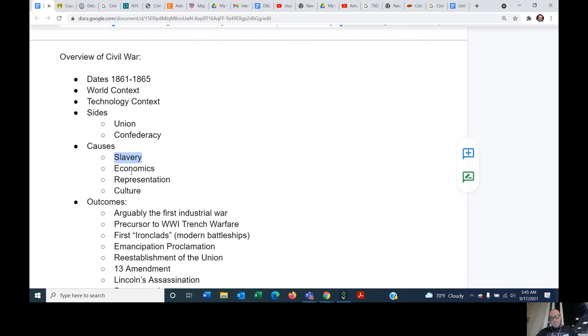So economics. The economies of the two sides, the North and the South, were not at all equal. The Northern economy was based on industrialization primarily. The Industrial Revolution happened, and most of the industry in the United States at the time was north of that Mason-Dixon line. There were some cities in the South that were industrialized, but not to the degree that cities like New York and Philadelphia and Boston had been industrialized. So, economics, the North was an industrial powerhouse.